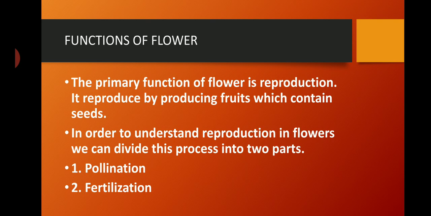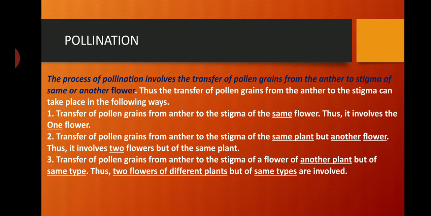In order to understand reproduction in flower, this whole process is divided into two parts. The first part is pollination and the second part is fertilization. So let us study the reproduction in flower. The first part is pollination. What is pollination? The process of pollination involves the transfer of pollen grains from the anther to the stigma of the same or another flower.